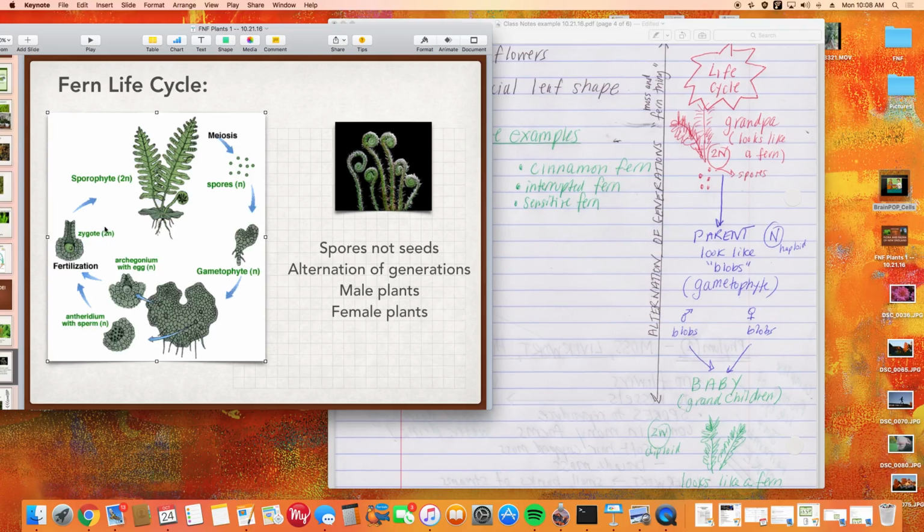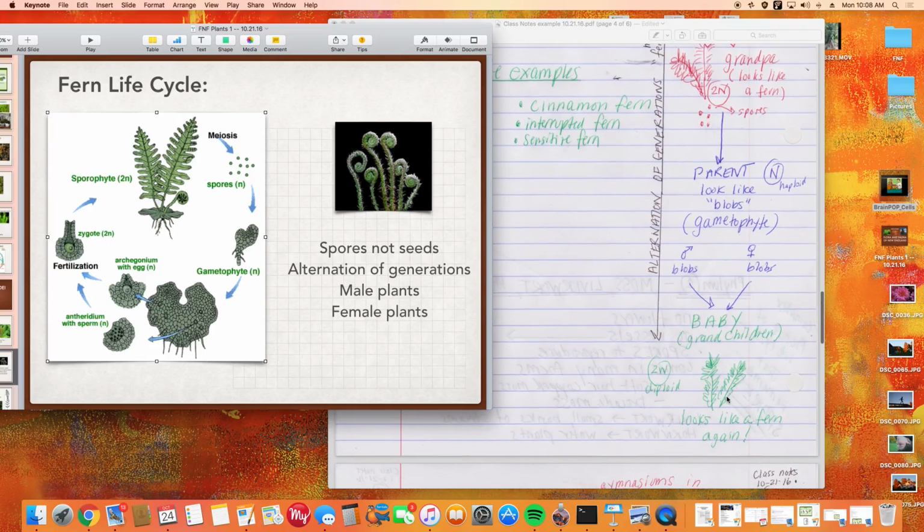Okay, now the babies have babies. So the grandchildren look like ferns again. Okay, so that's really the point. You got fern, blob, fern, blob, fern, blob. Okay, so it goes around and around and around. So each generation looks different. Grandpa's generation looks like a fern. Parents' generation looks like a blob. Grandchildren's generation looks like a fern. Great-grandchildren's generation looks like a blob. Okay? So that's what alternation of generations is.